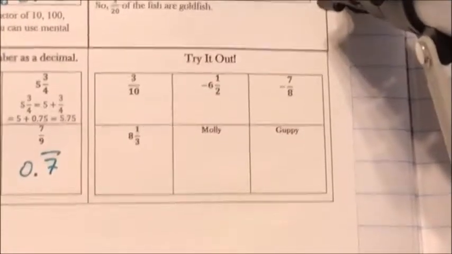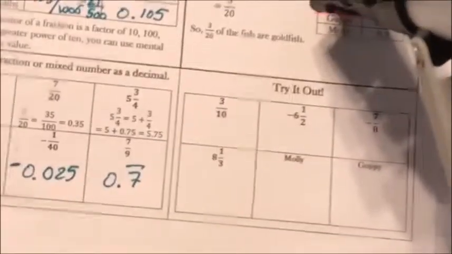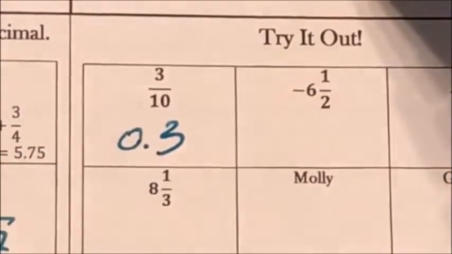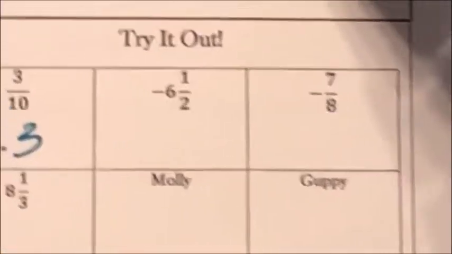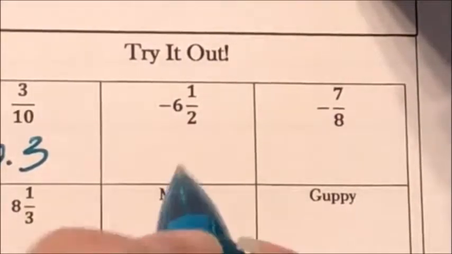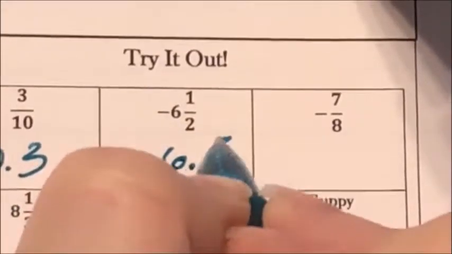Okay, a couple more try problems. I have 3/10. So for 3/10, I can easily change that to a denominator of 100, or I can just recognize that it's tens. So 0.3. Okay. I have -6 1/2. Well, 1/2 is the same thing as 0.5. So I get -6.5.